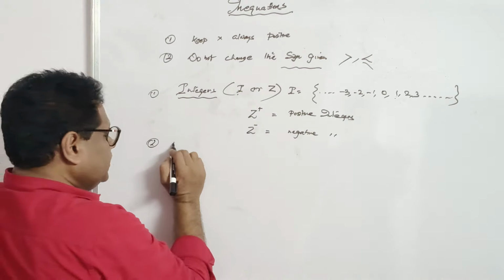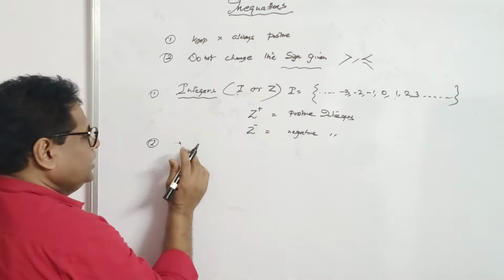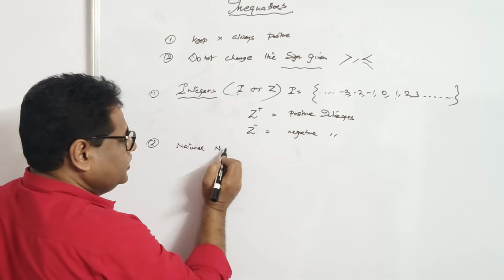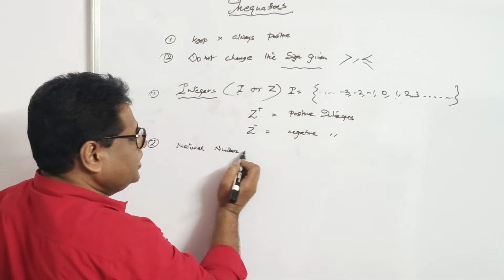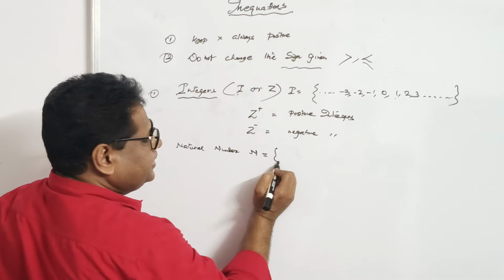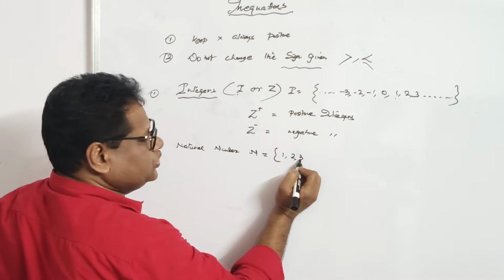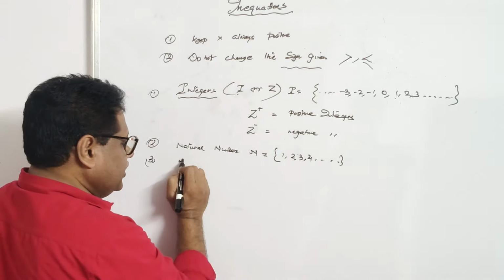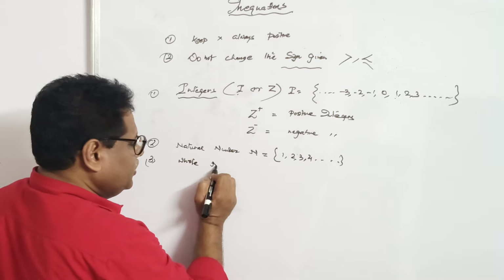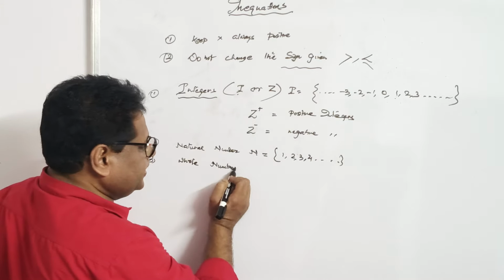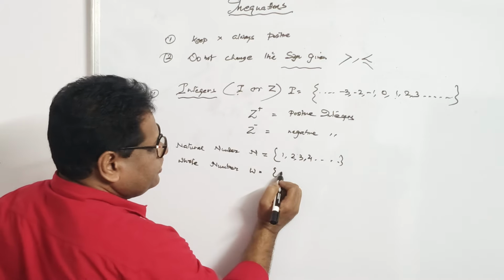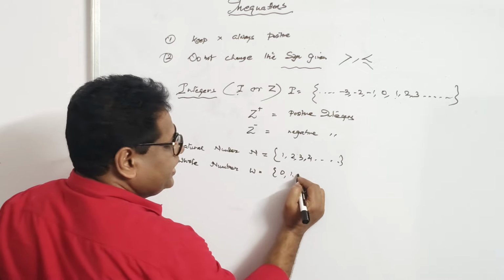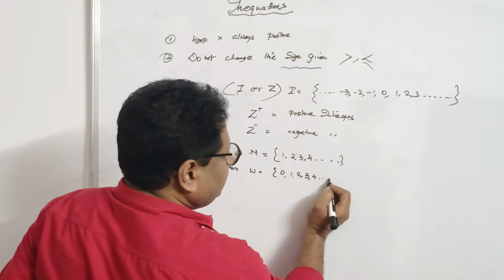Second, we have the natural numbers. These numbers are represented by N and they start from 1, 2, 3, 4, dot dot dot. Then we have the set of whole numbers, which are represented by the letter W. This starts from 0, that's the only difference between the natural numbers and whole numbers, then 1, 2, 3, 4, dot dot dot.